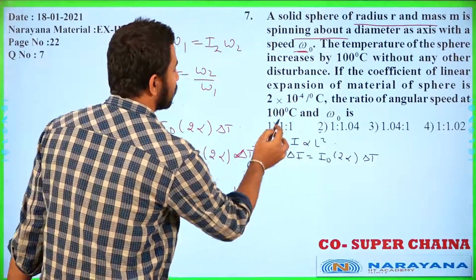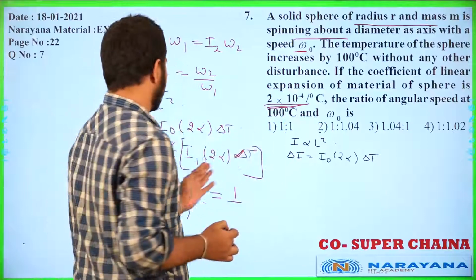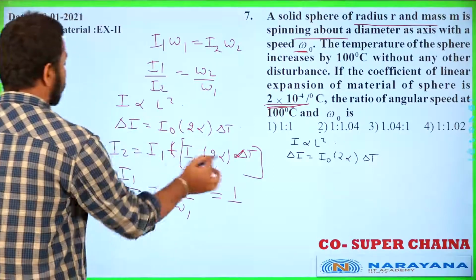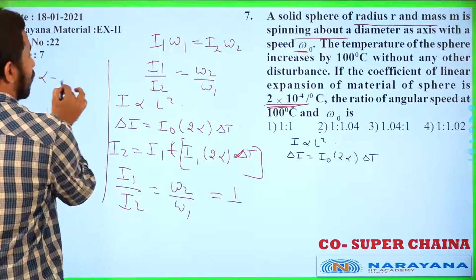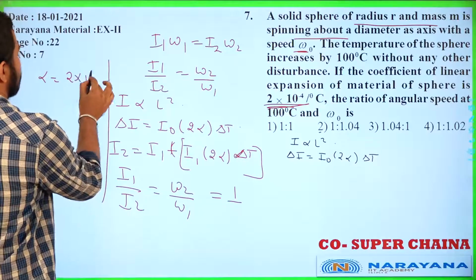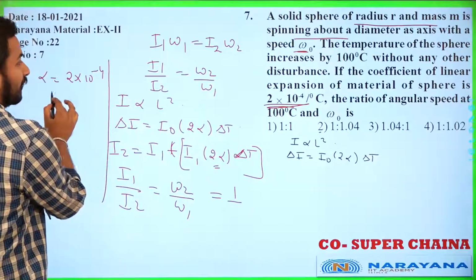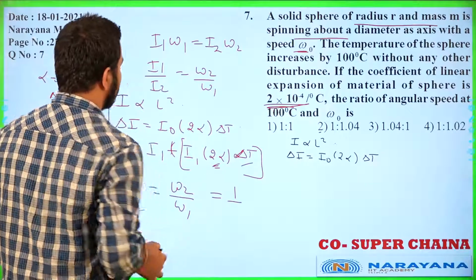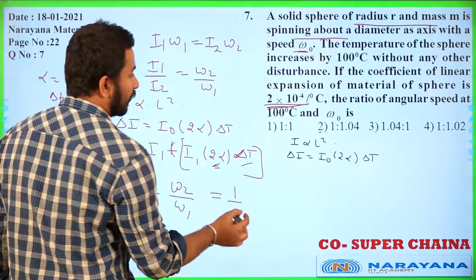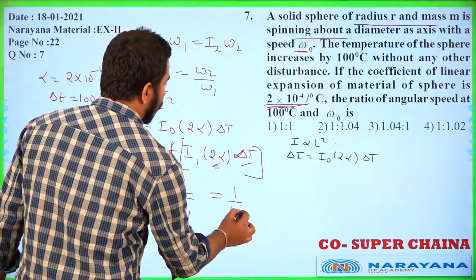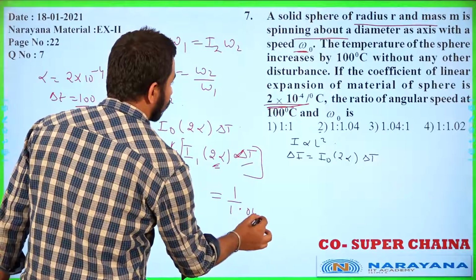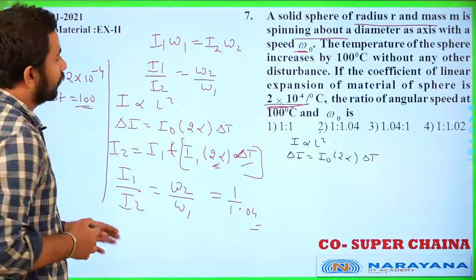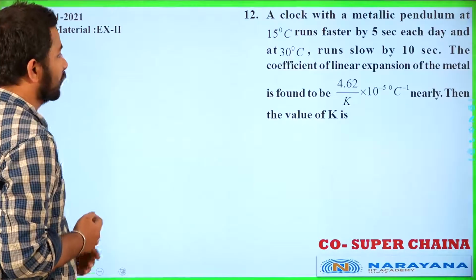All the values, if you substitute: alpha is given, I is the initial one, and delta t is given. So what are the given values here? Alpha is 2 into 10 to the power minus 4, which you will substitute here, and delta t is 100, which you will substitute here. When you solve this, it will come as 1 by 1.04. So that will be the answer of this question, right? So this is how you have to proceed, student. Let's move to the next one.